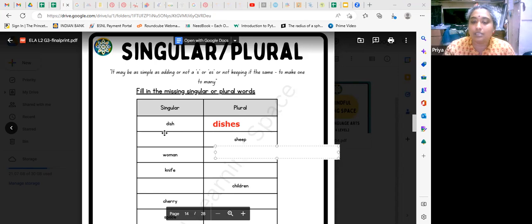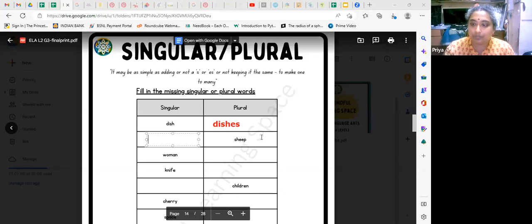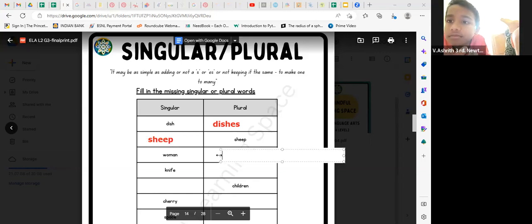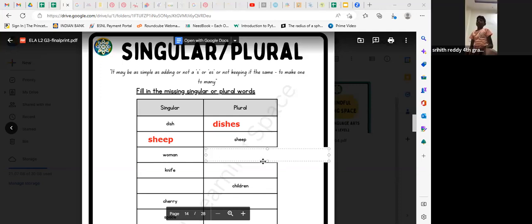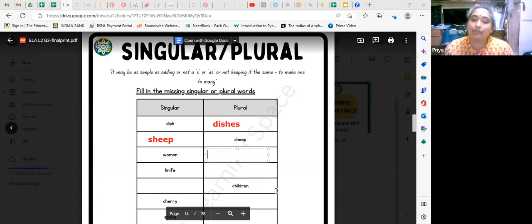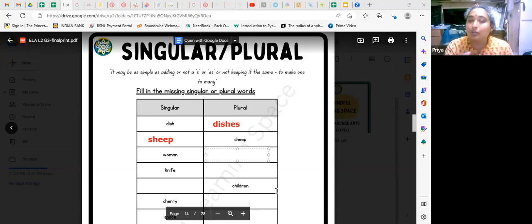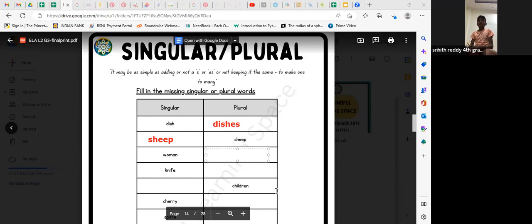Who can tell me the singular of the word sheep? Third graders. Sheep. S-H-E-E-P. Sheep has the same form for singular and plural. Okay. Srihit, Nana, you look into your workbook and do this. This is grade 3 work. It is different for you. We'll do grade 4 after this.